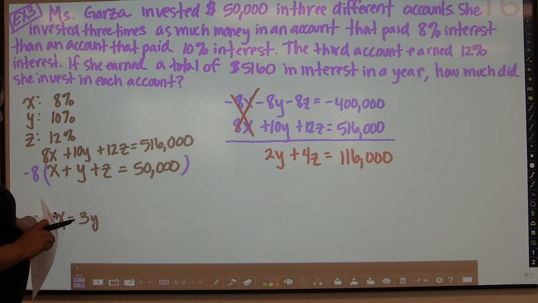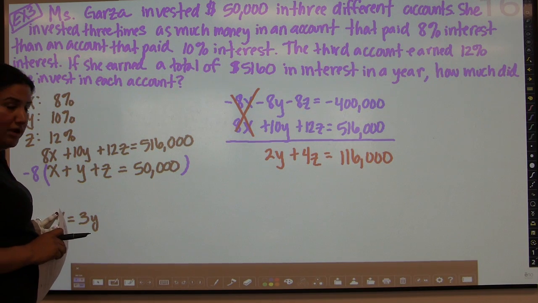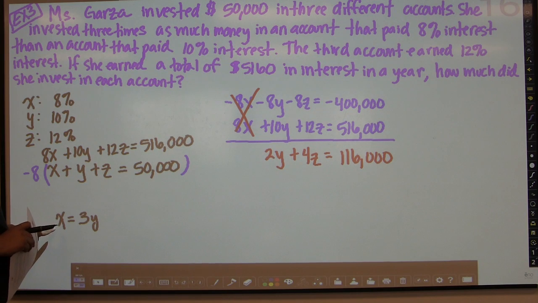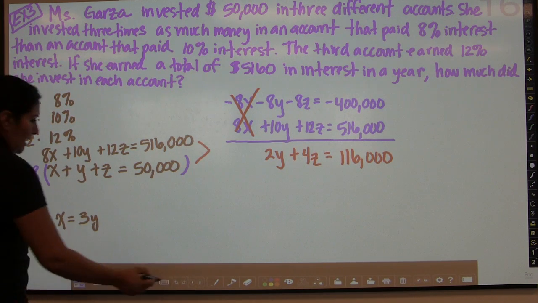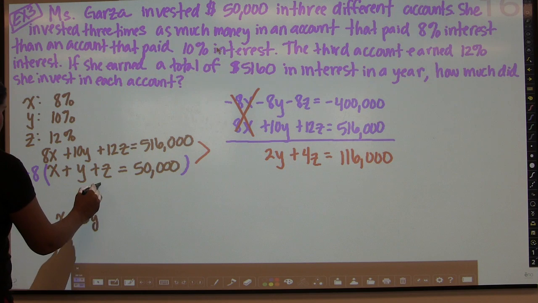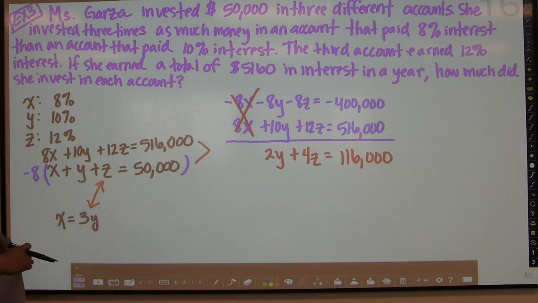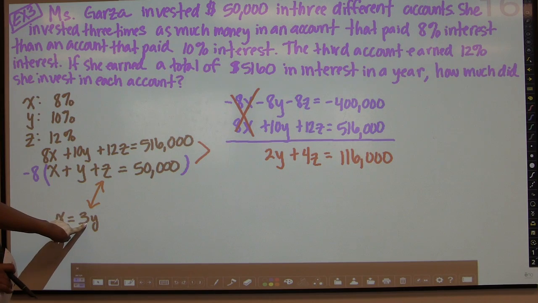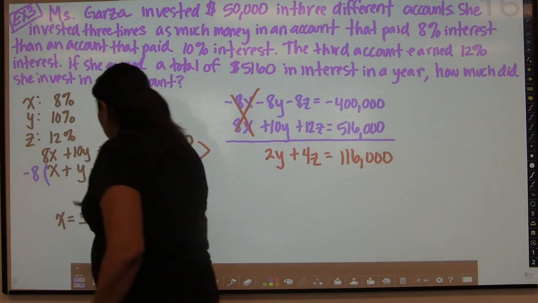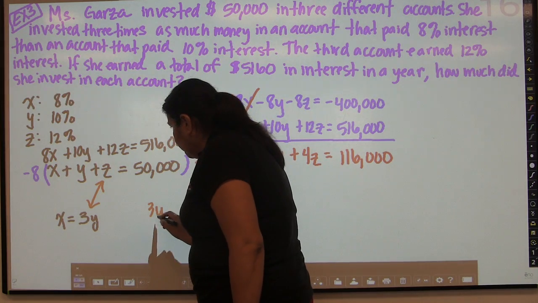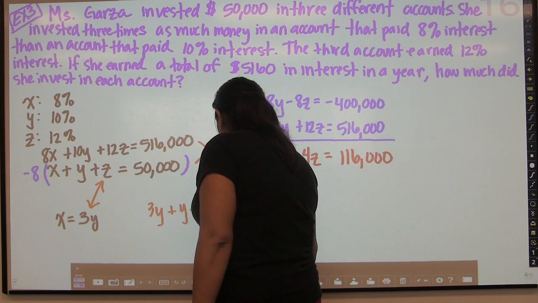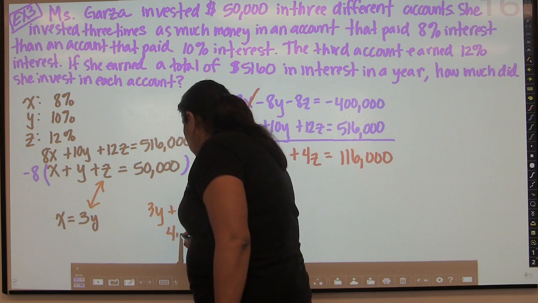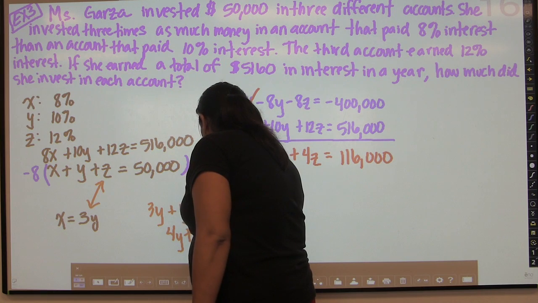Now, the next thing I'm going to do is take this x equals 3y and plug it in. I'm not going to use elimination here. I'm actually going to use substitution to get rid of the x's between this second equation. So I'm going to get rid of the x by replacing this x with 3y. So instead of x, I'm going to put 3y, and then there's plus y plus z equals 50,000. So that's 4y plus z equals 50,000.